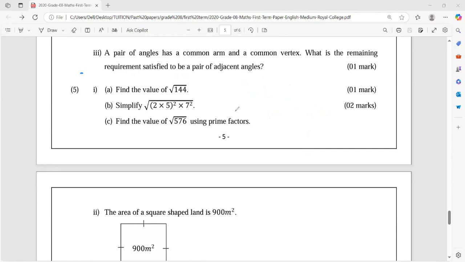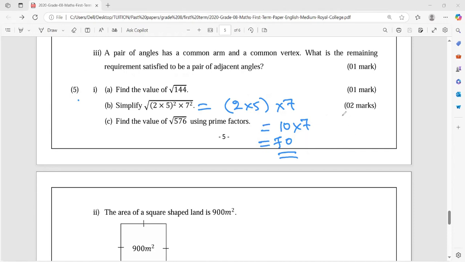And here you can take it like this. When you remove this radical mark, those squares will go off. You need to understand that. So we can write it without the square root: 2 into 5 into 7, which is 2 into 5 is 10, into 7 is equal to 70. Find the value of √576 using prime factors.